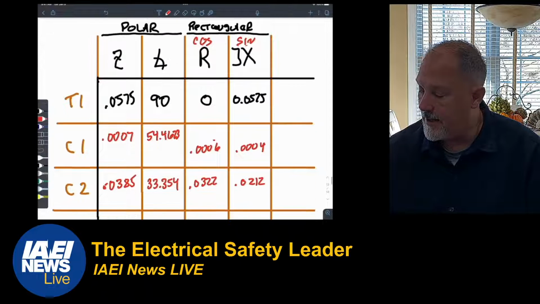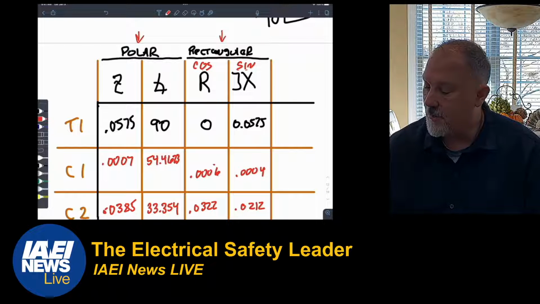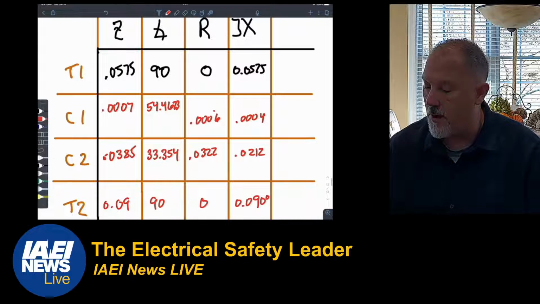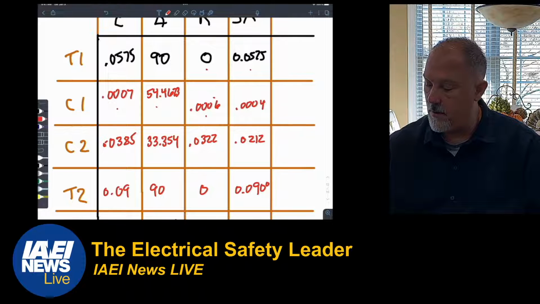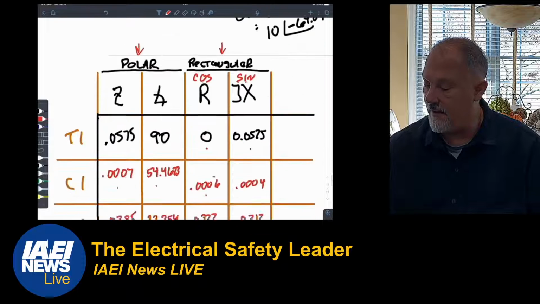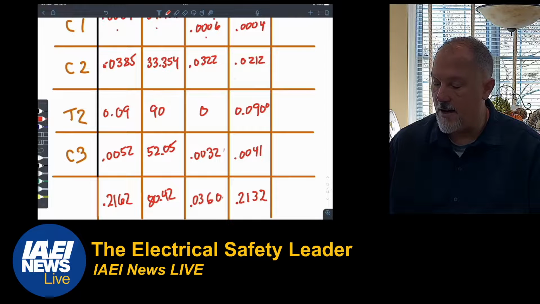So here is our table. I have our polar coordinates here. I have our rectangular coordinates there. So for each of these values, this is my transformer 1, 0.0575, my R and my X. This is C1 at the magnitude Z and the angle. This is the R and the X. C2, 0.0385 at 33.54. So there's my 0.0322, 0.0212. There's my 0.09 at 90 degrees.